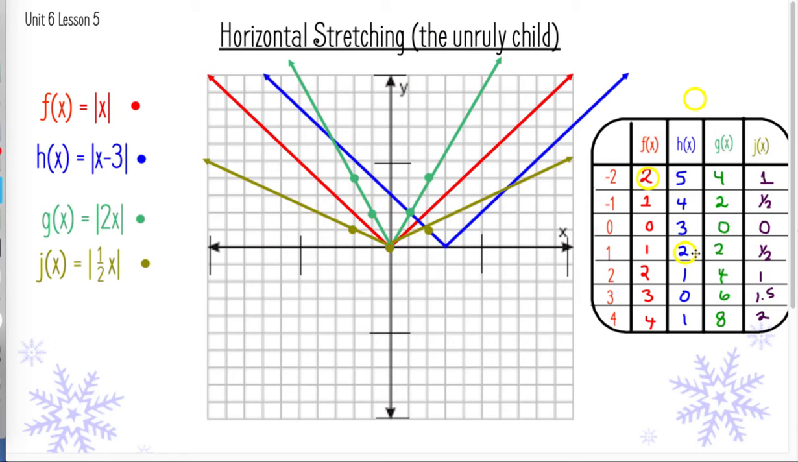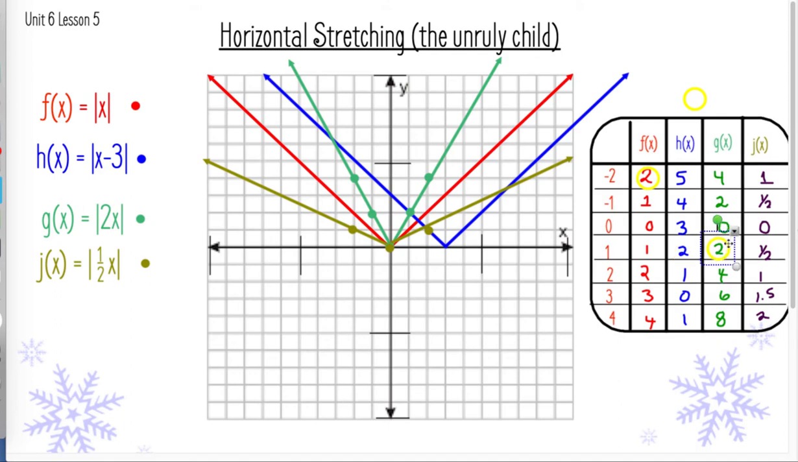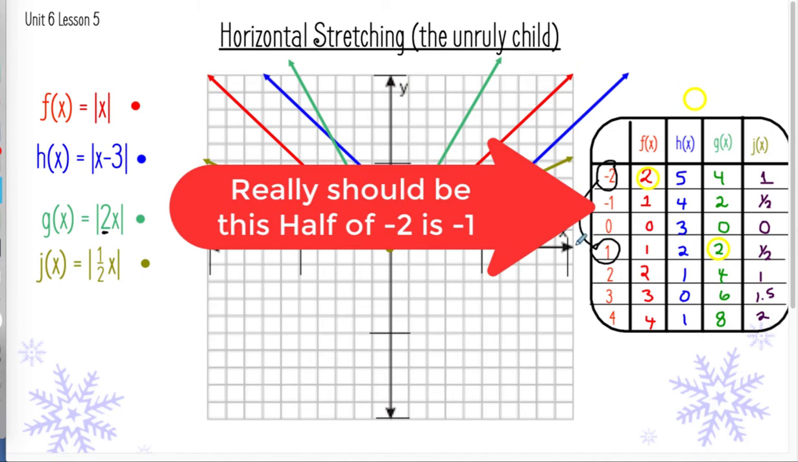Okay, let's find that too over here. Well, the green one says double the x. But wait, when I had a -2, which resulted in a 2 for the red, it was a 1 that resulted in a 2 for the green. It said multiply by 2, but I actually ended up taking half to get that same y value. I think you can see where I'm going with this.